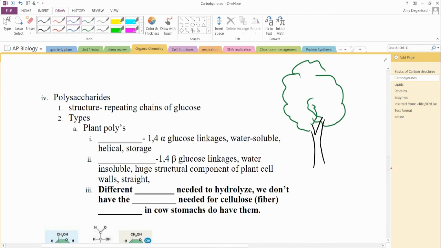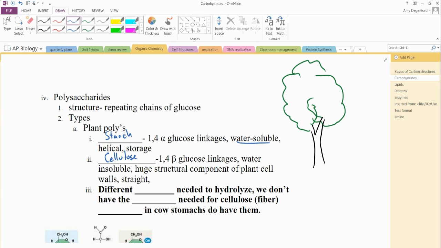And then we end with our polysaccharides. And polysaccharides, the ones that we're really looking at, they're just repeating chains of glucose. The two types, we've got starch, which is going to be water-soluble, helical, that's storage form for plants. And we also have cellulose. Now, cellulose is not water-soluble. It doesn't mix well with water, and that's partly because of its shape, but it's really good at creating that plant cell wall.